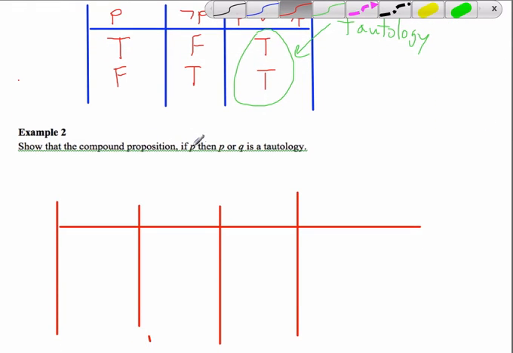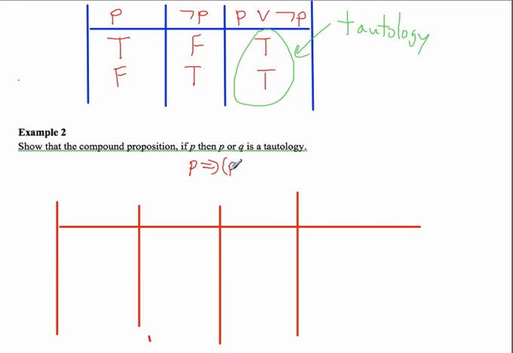Show that the compound proposition if P then P or Q is a tautology. Alright, so let's work that out. So we're going to do P and then Q, and then we're going to have P or Q, and then our final compound proposition is if P then P or Q. Alright, so let's fill up the truth tables here.